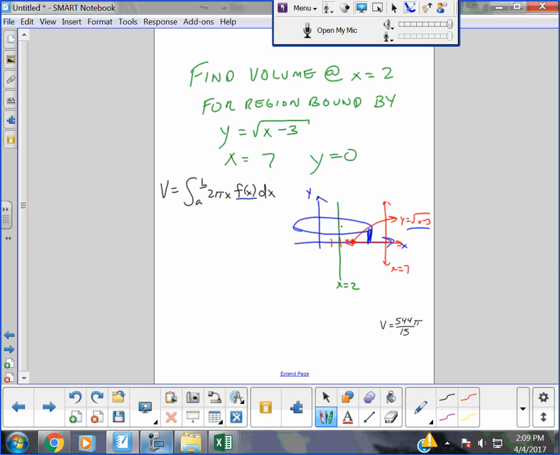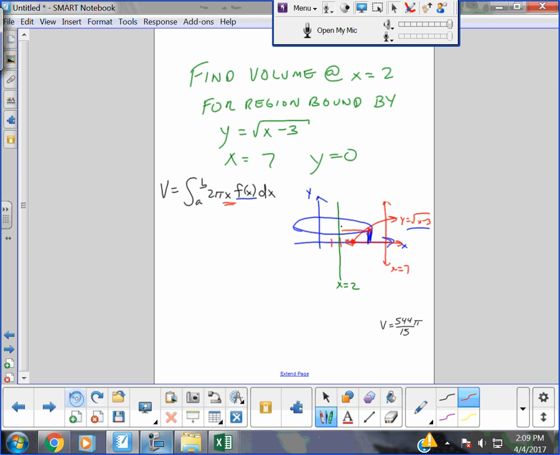Now the problem here is the radius is not x this time. X would be this distance. That's not my center, is it? My center is the green line, not the y-axis. So it's not x this time for a radius. It's x minus 2, because this would be the whole x distance, and I want it to be this distance.